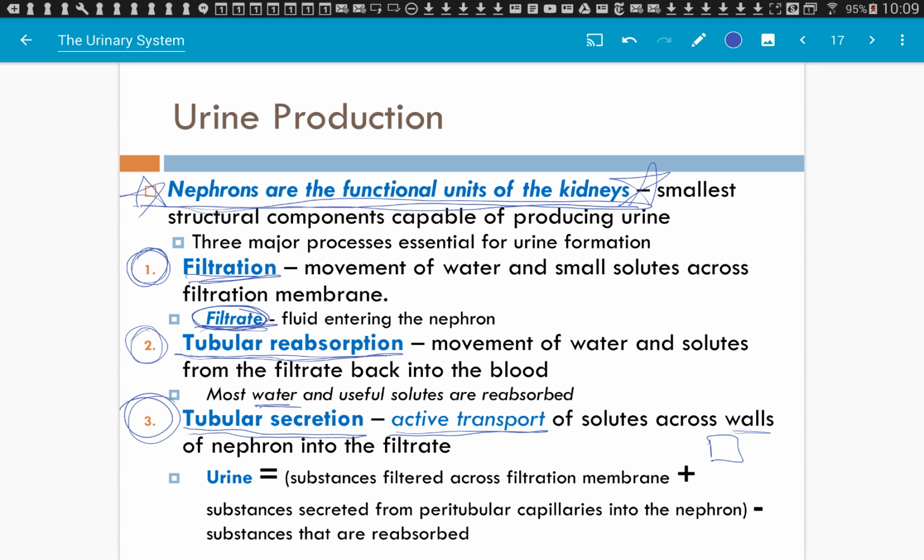So what is urine? If we did a calculation, urine is made up of substances that are part of your filtrate, plus anything that is secreted into the nephron as the filtrate's moving along, minus anything that's reabsorbed out of the nephron and kept in your tissues, kept in the blood. Okay? I'm not going to ask you to know this exact equation, but you do need to know those three major steps.